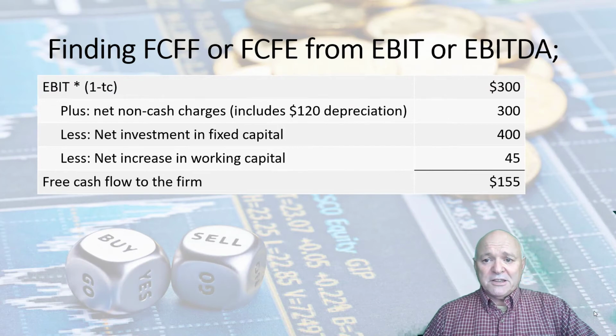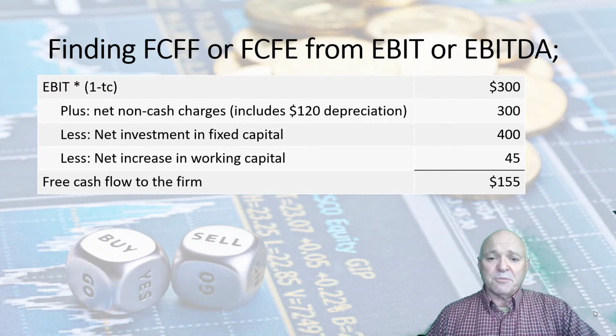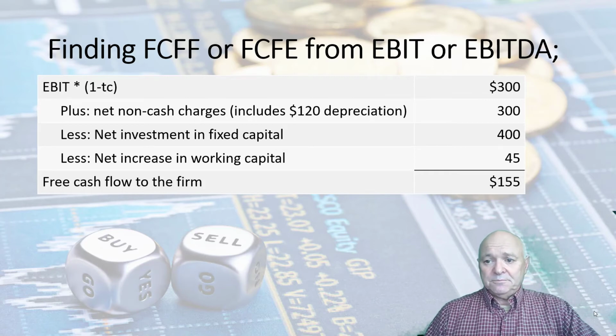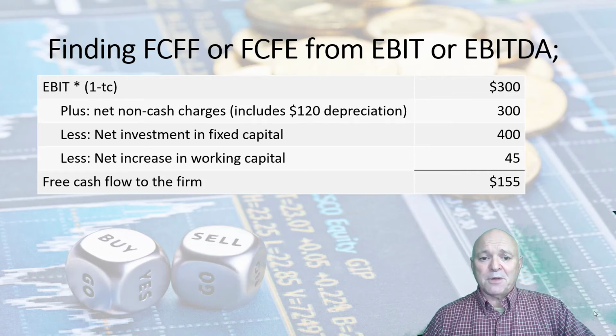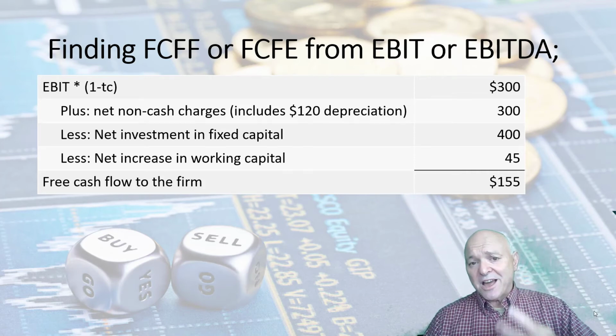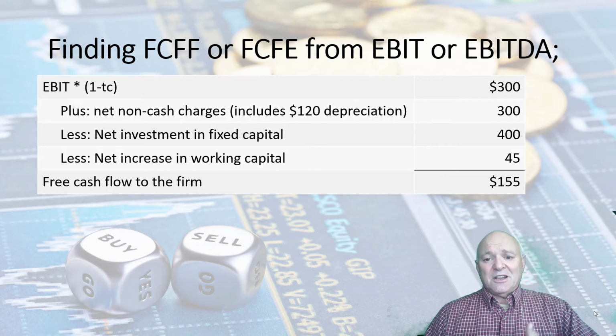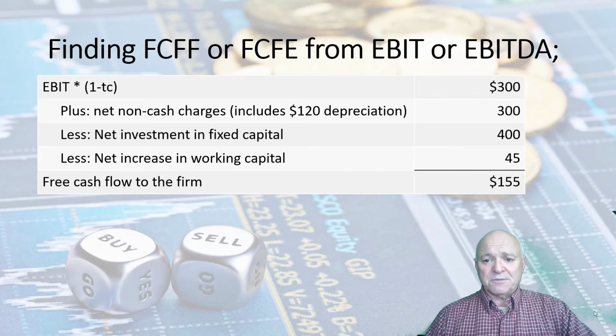We can also find this from EBIT or EBITDA. Say our operating profit from the company after tax, the EBIT after tax, was $300 million. We have non-cash charges. That includes 180 million in other non-cash charges and 120 million in depreciation. And that's where they got the 300 from.